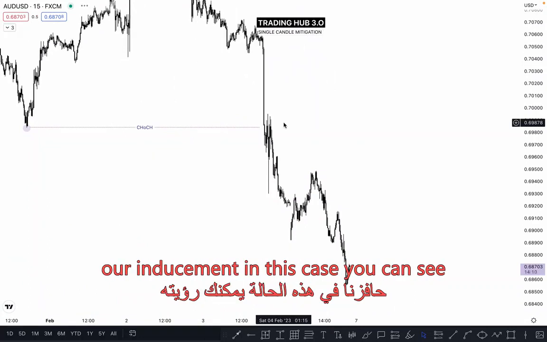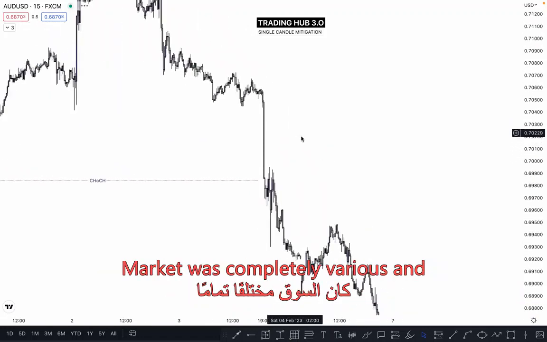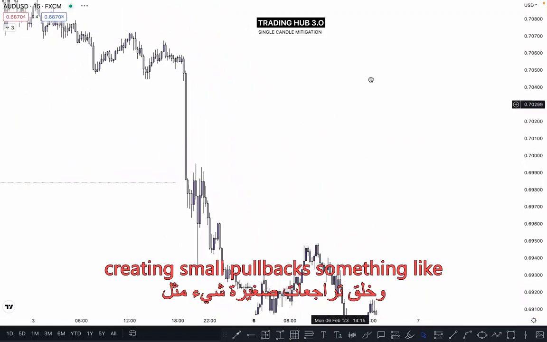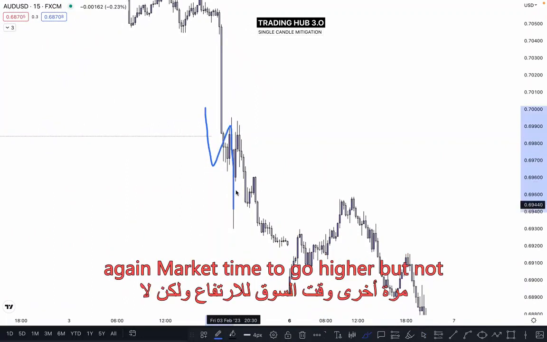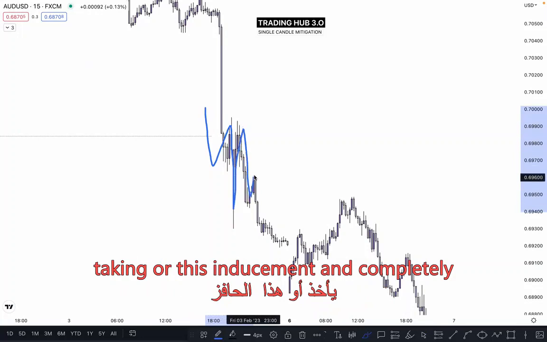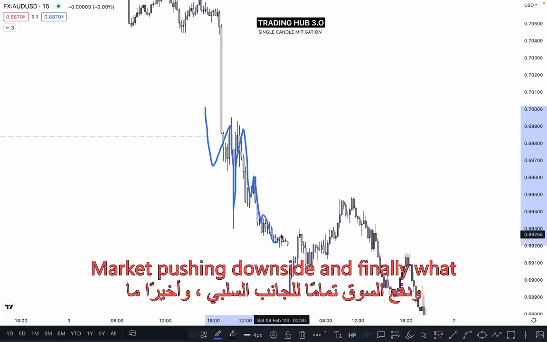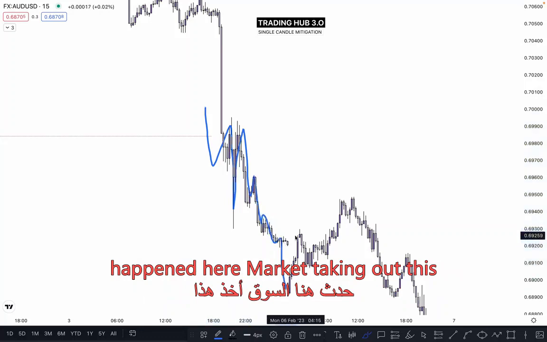So where is our inducement in this case? You can see the market was completely bearish and creating a small pullback, something like this. This one is our small pullback. Again the market tried to go higher but did not take out this inducement and pushed completely downside. And finally, the market took out this inducement here.